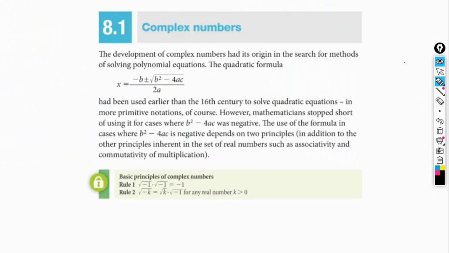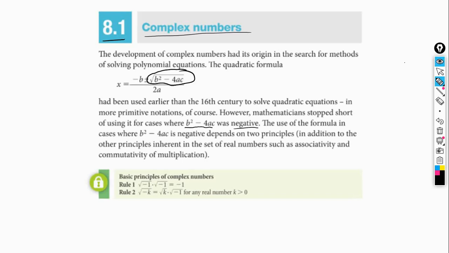So we begin with section 8.1, complex numbers. The development of complex numbers had its origin in the search for methods of solving polynomial equations. The quadratic formula had been used earlier than the 16th century to solve quadratic equations, in more primitive notations, of course. However, mathematicians stopped short of using it for cases where b squared minus 4ac was negative. In other words, they didn't know the solution to the square root of a negative number.